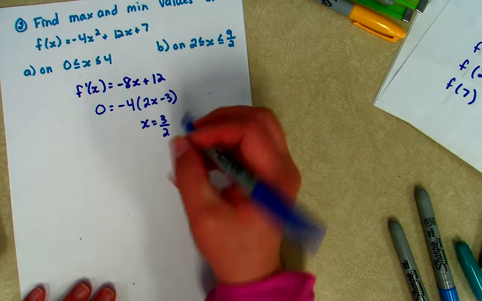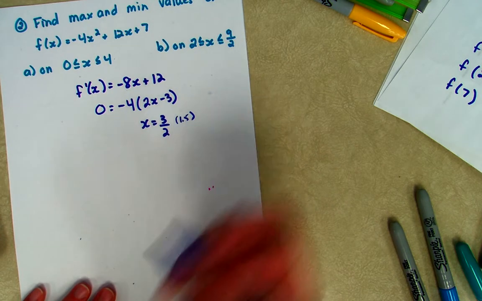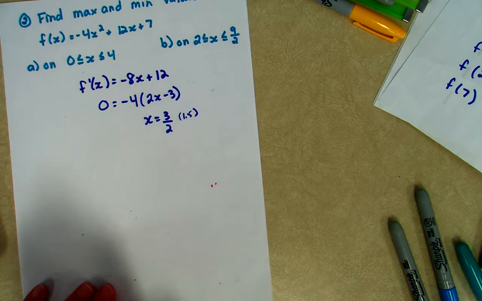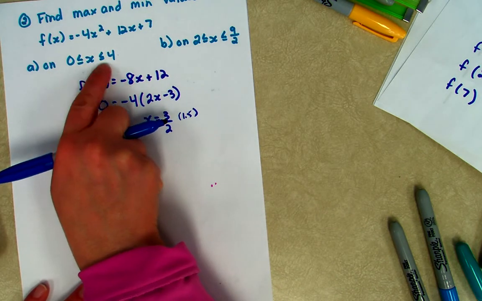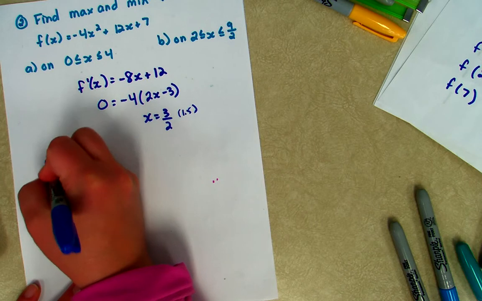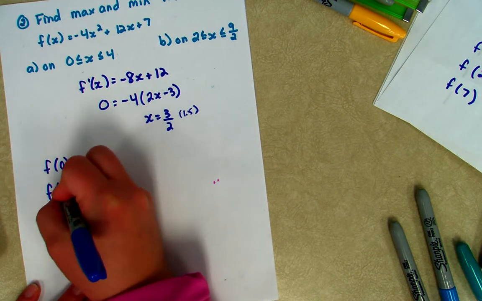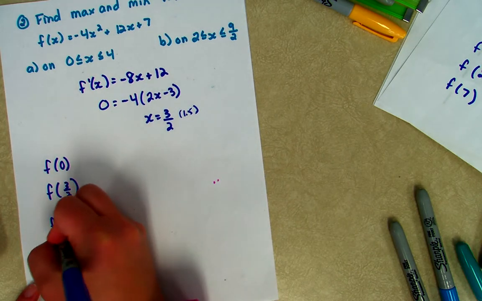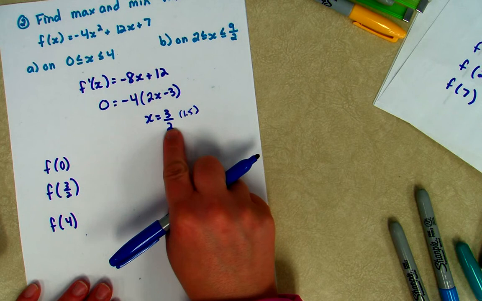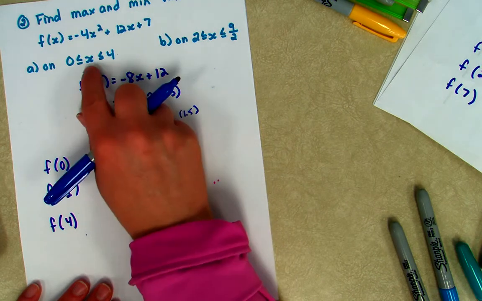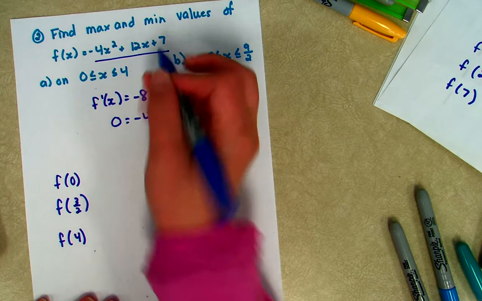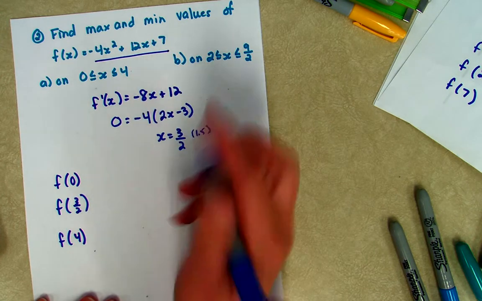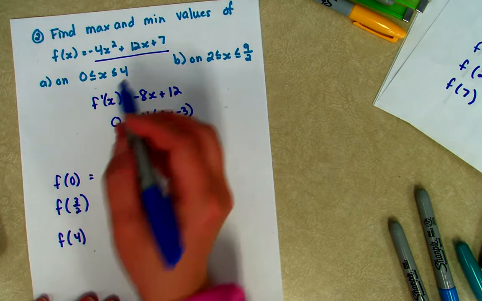3 over 2, I can think about it as 1.5. I'm going to leave it as 3 over 2, but 3 over 2 is definitely within the interval 0 to 4. So I'm going to find f at 0, f at 3 over 2, and f at 4. I take my possible local max or min, and I need to compare it to my endpoints. I'm careful that when I sub in, I skip over the derivative and go back to the original function.